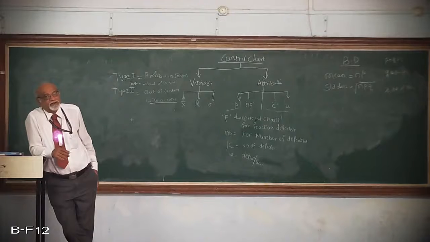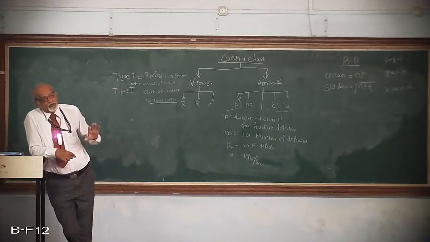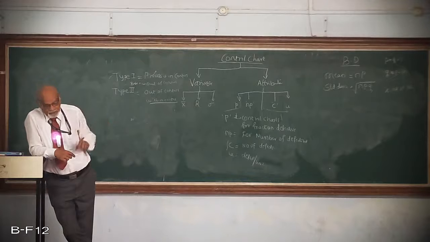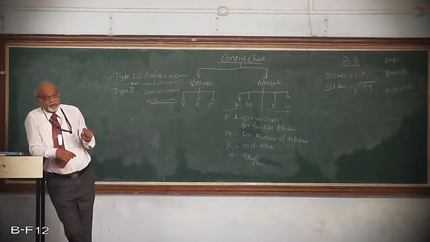Such a way that the specification or the tolerance limits are more than natural process limits. Got this one? And whereas the control limits are much smaller than the process limits. So the control limits are much smaller than the tolerance limits or the specification limits. So what we are trying to compare is the process with the control limits.